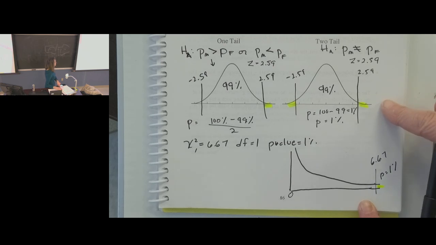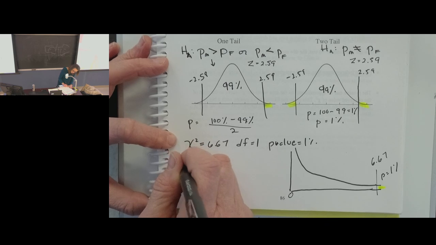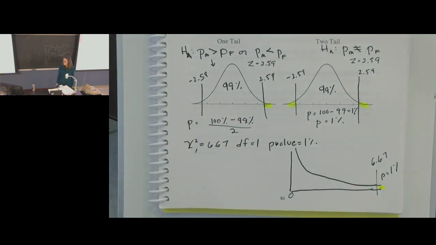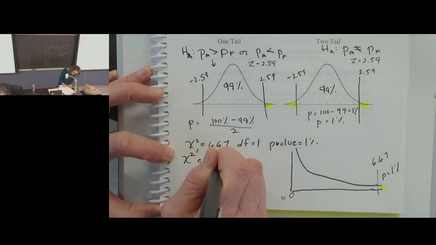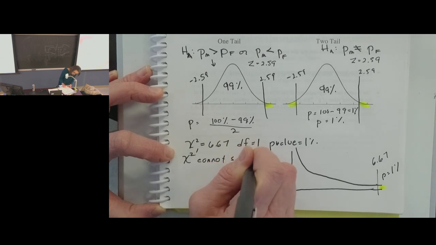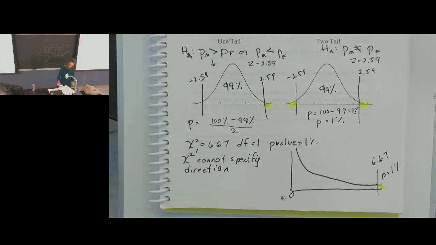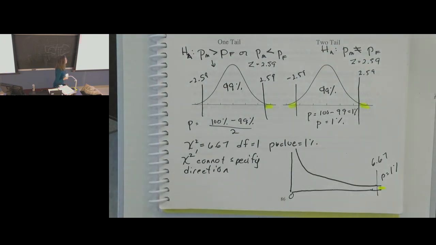Our null here just says that they're different. So the alternative is always non-directional. The null is the same, but the alternative is non-directional, because it doesn't distinguish, it squares differences. So these two are equivalent. These two are the same. Do you understand that?